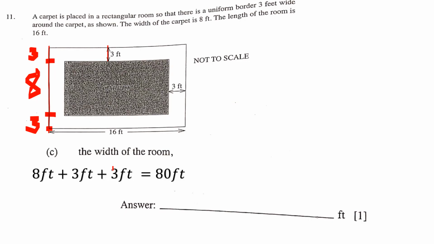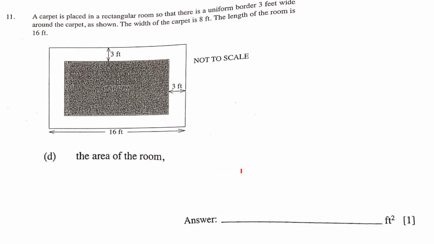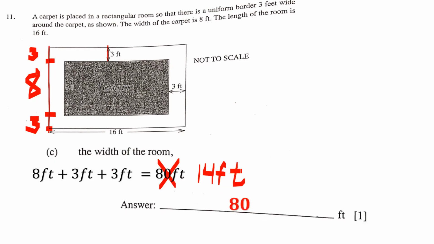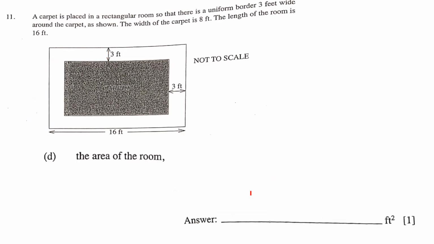not 80 feet. That's an error here. 8 feet plus 3 feet plus 3 feet is actually going to be 14. And so this is not right. This is supposed to be 14 feet. So the width of the room is actually 14 feet, and it's not 80. 80 is not correct. It's actually 14, because 8 plus 3 plus 3 is 14.